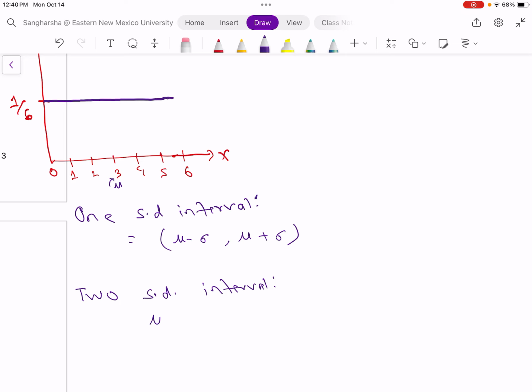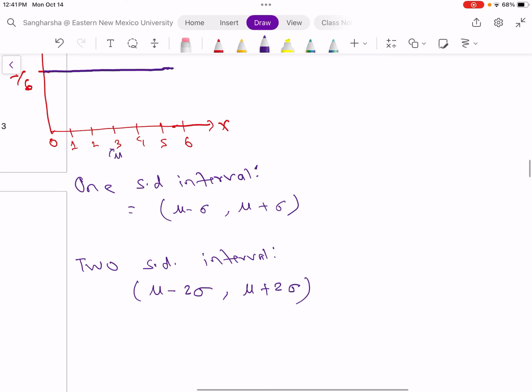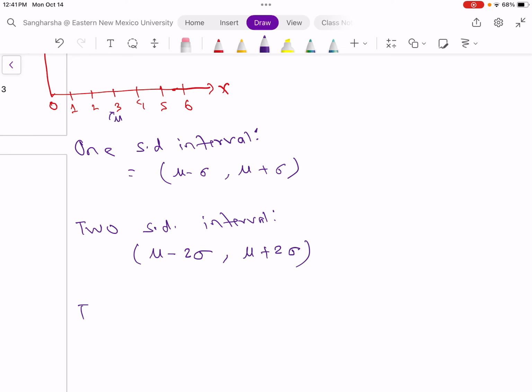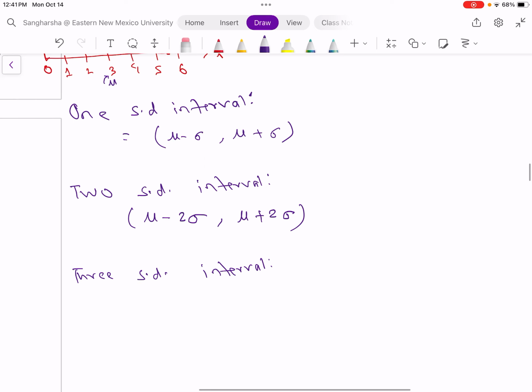It will be mu minus 2 times the standard deviation, and mu plus 2 times the standard deviation. So this is the 2 standard deviation interval. Now in a similar way, can you write the 3 standard deviation interval? This would be mu minus 3 sigma to mu plus 3 sigma. And we had these intervals earlier, it's the same.